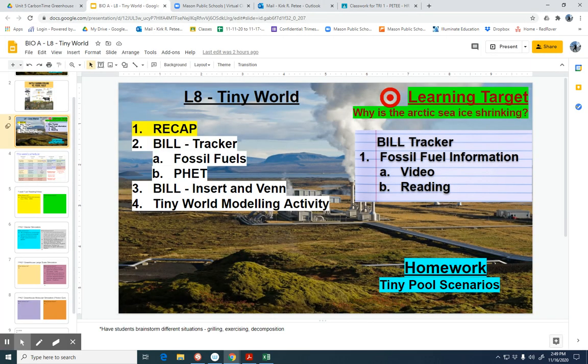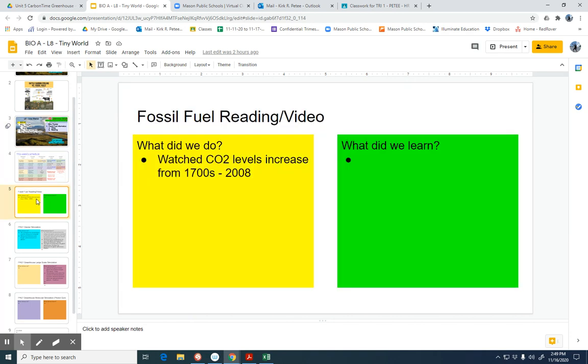Let's start by taking a look at our slideshow that we went over. We started with our tiny world, but in actuality, that's the game that we're going to strive to get to. In our recap, we looked at fossil fuels and the FET labs that were completed last week, and we covered basically those labs and talked a little bit about what happened in the different videos that we watched, and also what we learned from them.